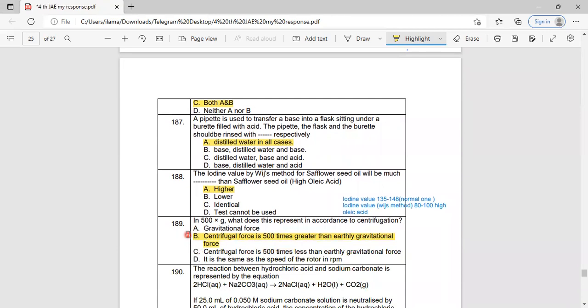Next, in 500 × g, what does this represent in accordance with centrifugation? The centrifugal force is 500 times greater than the earth's gravitational force.